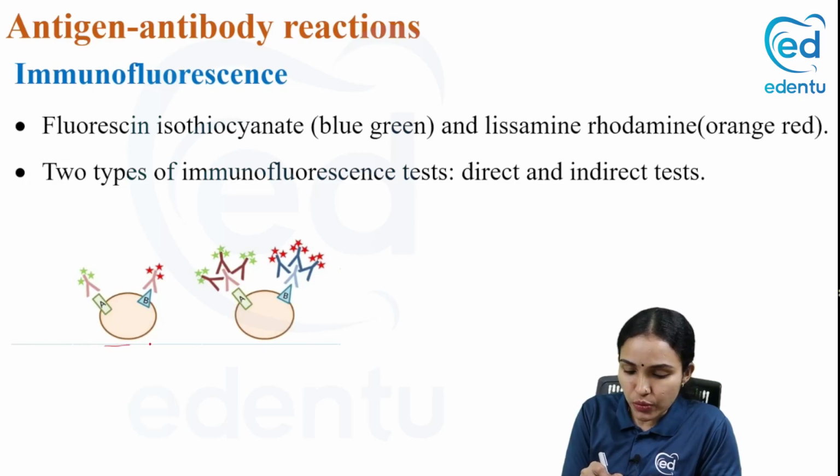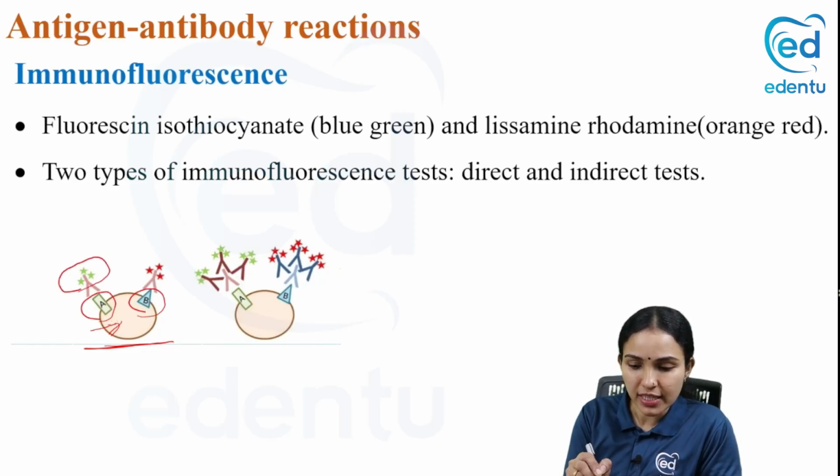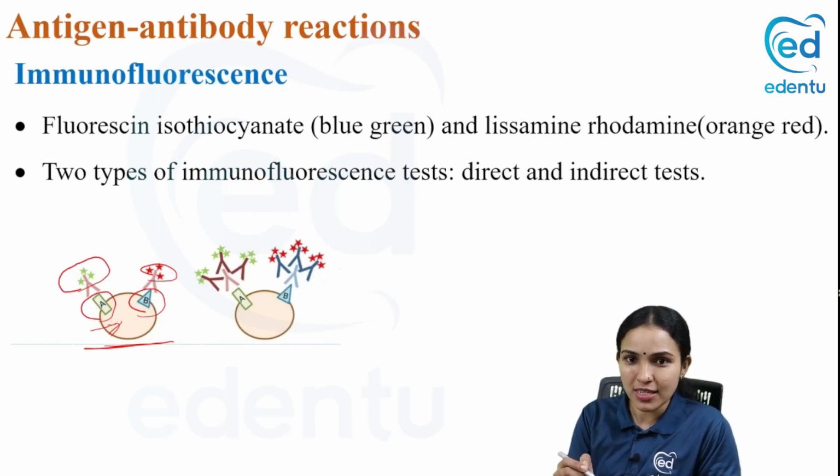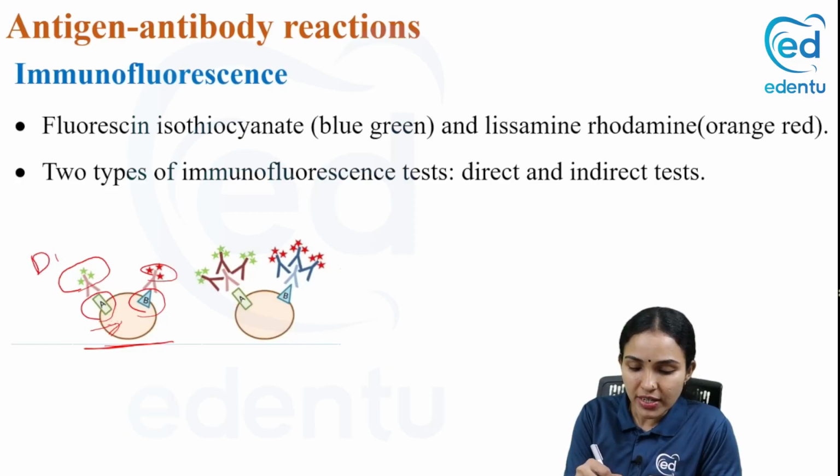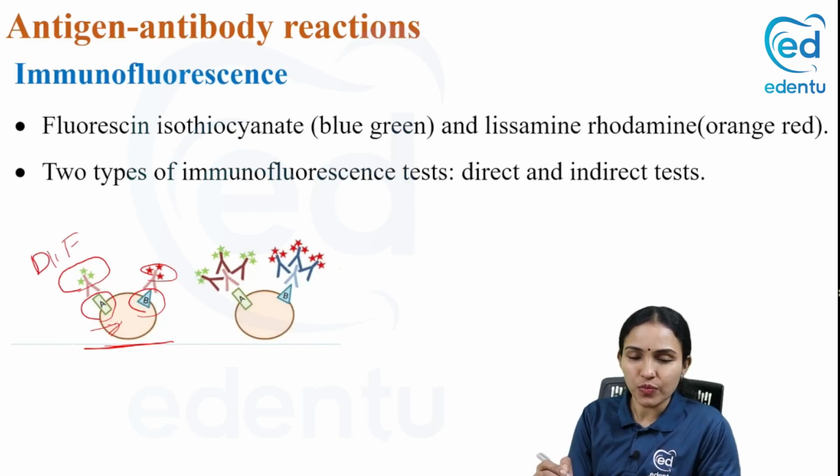Here you can see, you take a slide, you take the patient sample, and you want to find out whether the patient sample contains antigen A or antigen B. For that, you add a primary antibody which is conjugated with the fluorescent dye. Here it's a greenish colored dye. Here it's a reddish colored dye. So if you get a greenish fluorescence through the microscope, it indicates that the patient's serum contains A antigen. This is called direct immunofluorescence.